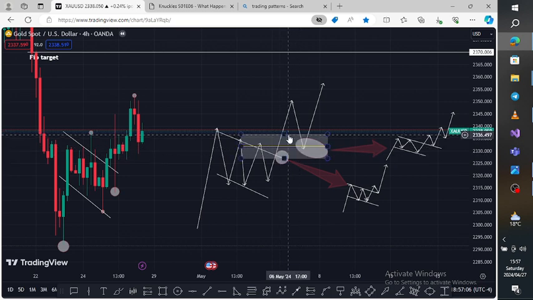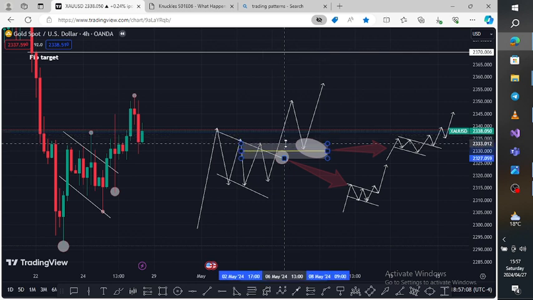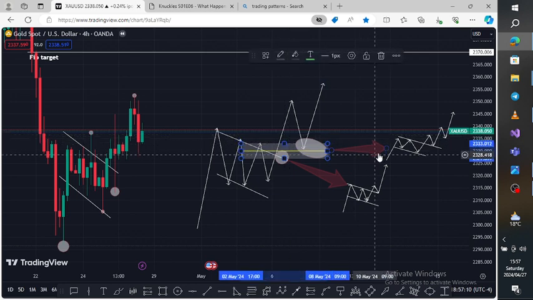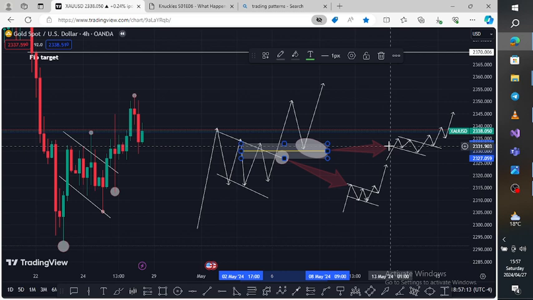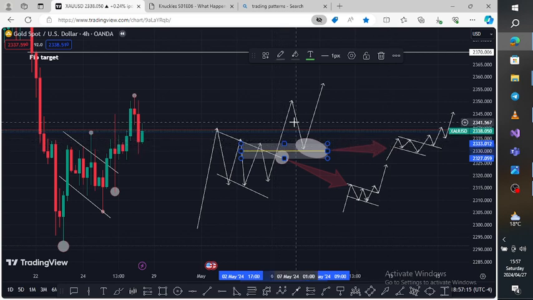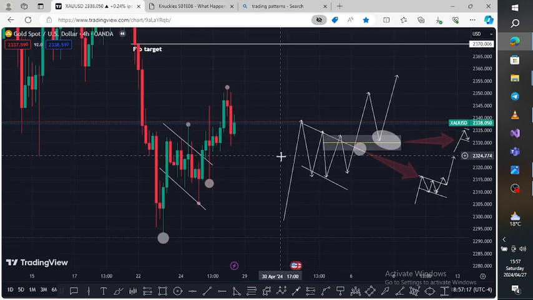Because sometimes you find that this support, this resisting area that it breaks, it gets respected. Like it gets respected as it gives you the first breakout. You understand? So that there's more to that.